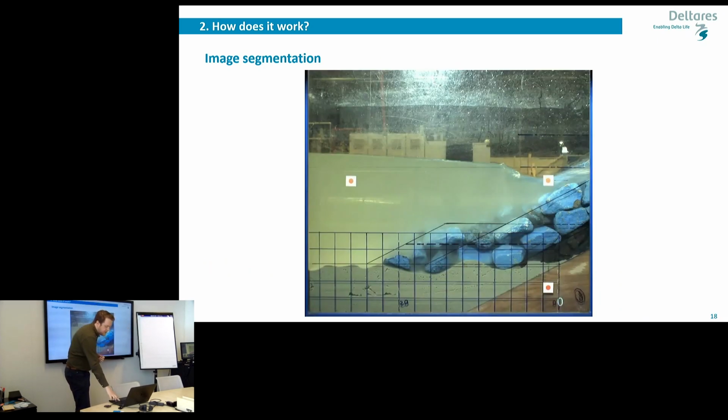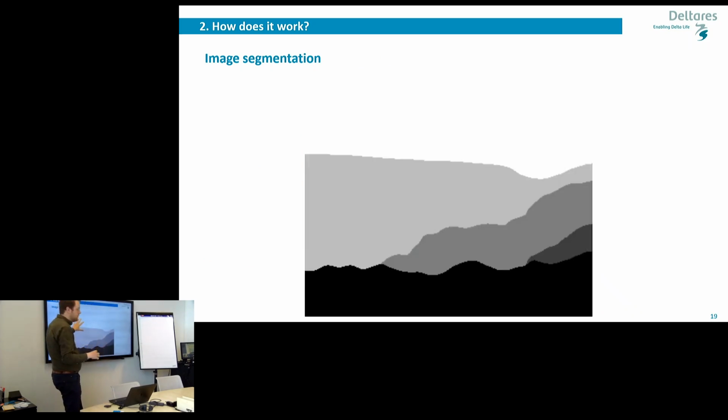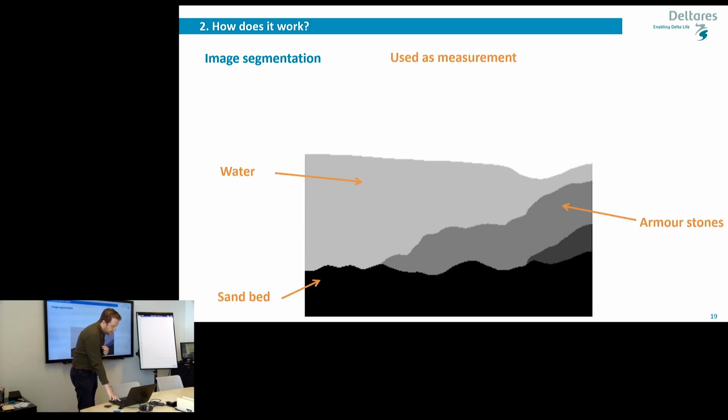But essentially, our challenge is the same thing, right? We have this picture or this video frame, and we want the technique to be able to recognize these different classes. So in that sense, we can use these existing techniques to do this. And then we can use it as a measurement if we're able to link these pixels to real-world coordinates, to water depths and what have you.